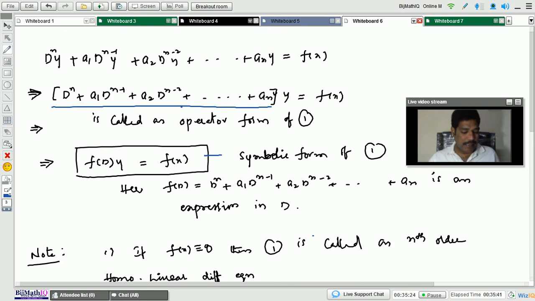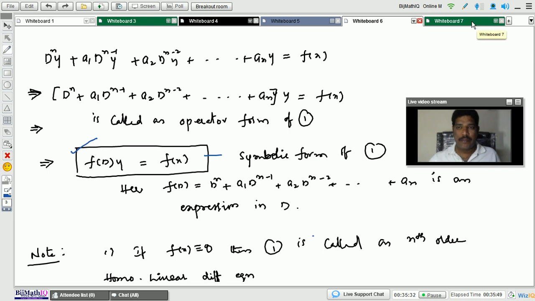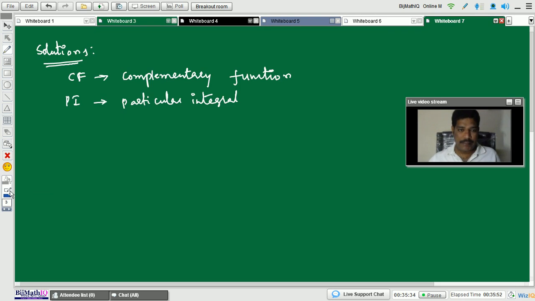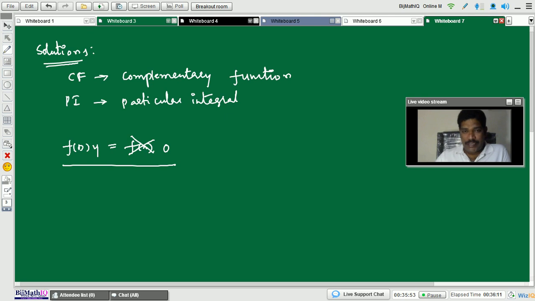Okay. Now onwards, instead of taking the complete nth order differential equation, I will take only the symbolic form. This is the symbolic form of an nth order differential equation. So what is the general symbolic form? That is f of D into y equals f of x. Already we know if the function f of x is 0, the differential equation is called homogeneous. If it is not 0, then the equation is called non-homogeneous differential equation.